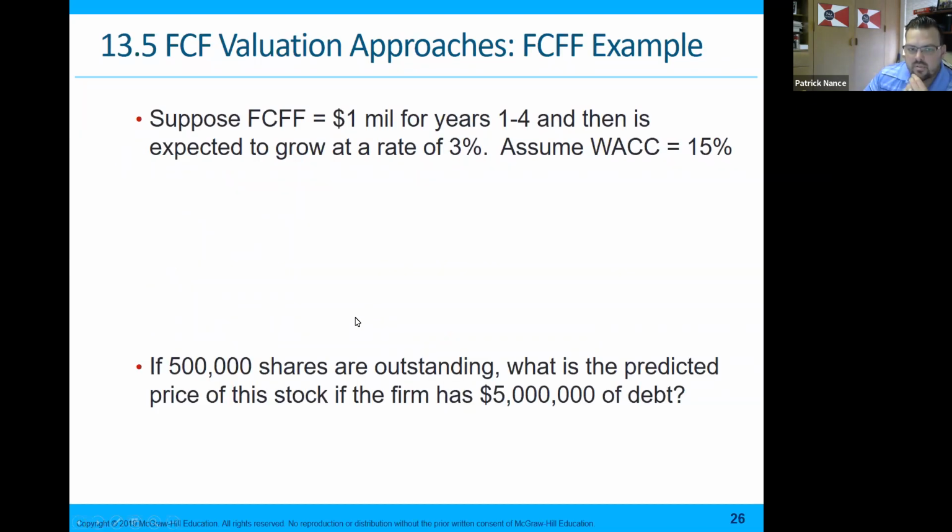All right, so an example: suppose we had free cash flow for the firm of $1 million for 4 years, years 1 through 4, and then it's expected to grow at a rate of 3%. Assume the weighted average cost of capital is 15%.